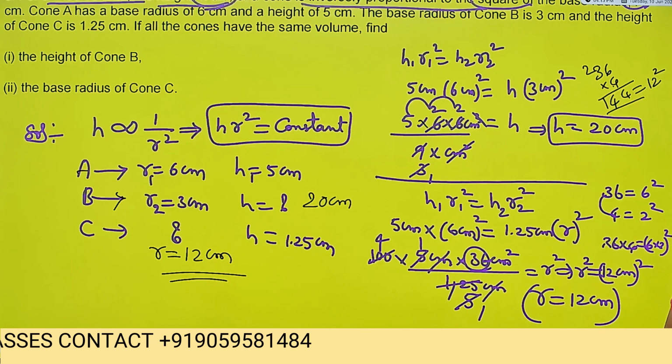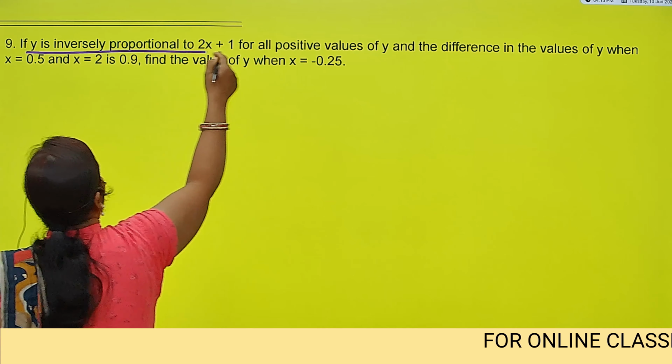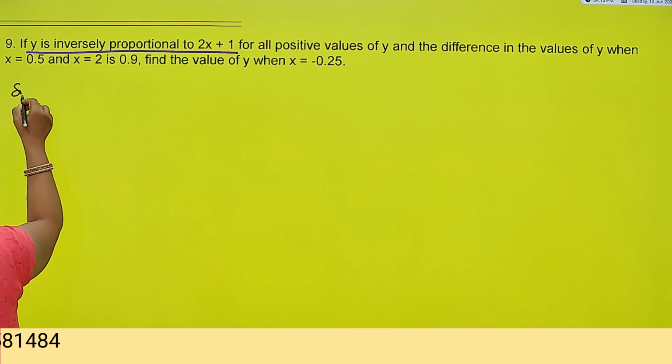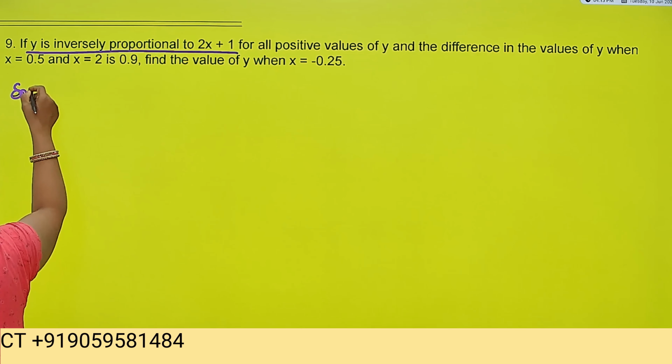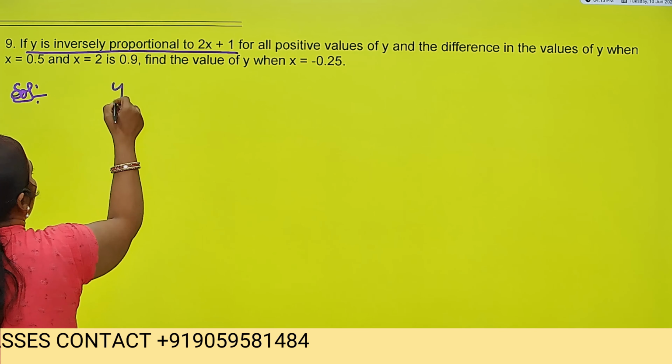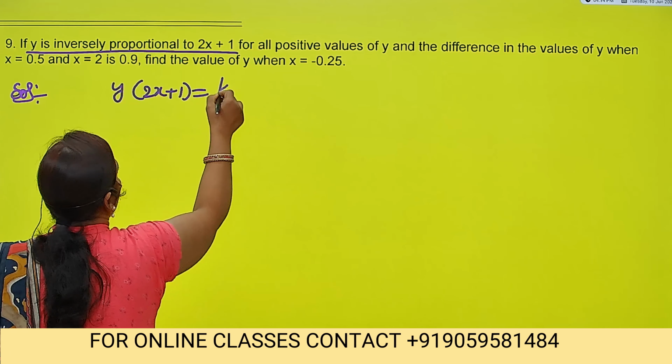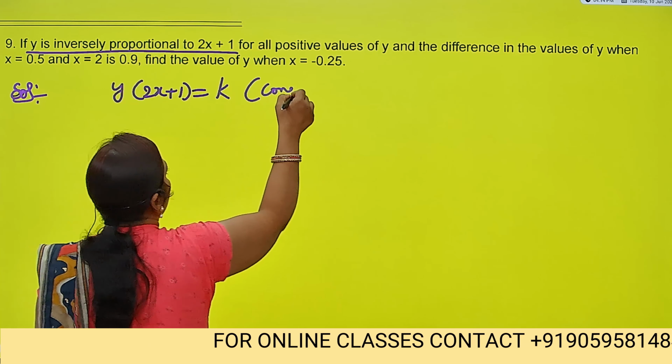Next question, the 9th one. Y is inversely proportional to 2x plus 1. So how to write directly here with the inversely proportional relation? Y multiplied by 2x plus 1 is equal to k. It is a constant.